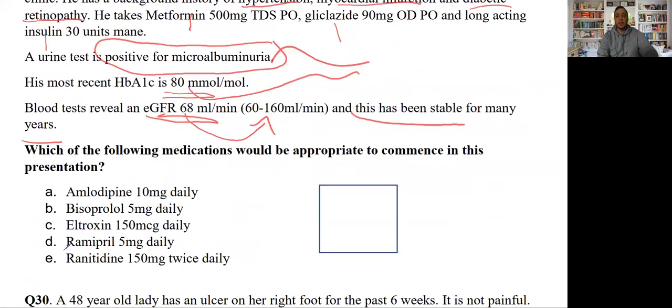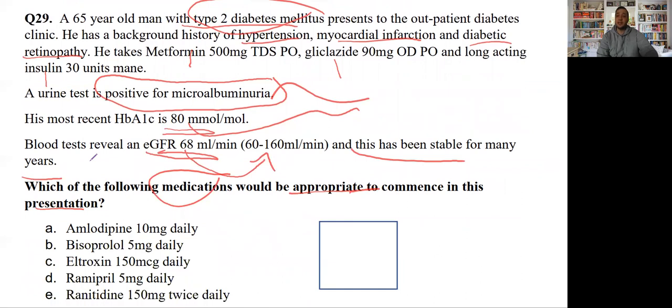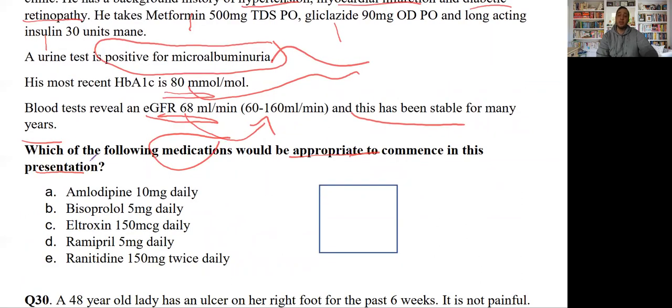Which of the following medications would be appropriate to start in this presentation? I think the most appropriate here is to start either an ACE inhibitor or ARB, because there is strong evidence of nephroprotection with these medications in patients with diabetes mellitus and early stage of diabetic nephropathy. Amlodipine is a calcium channel blocker. This is wrong. Bisoprolol is a beta blocker, and this is wrong.